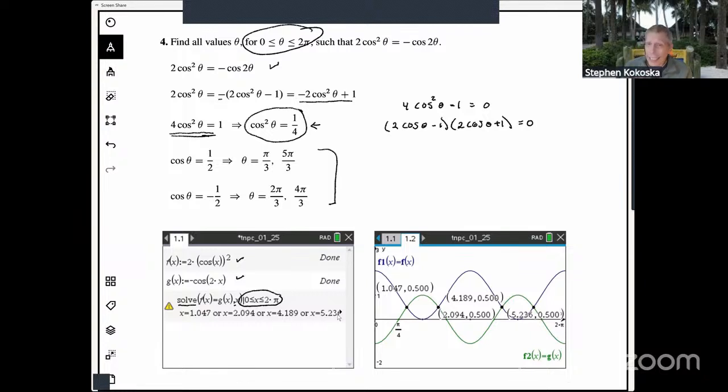And what I did on the right-hand side is I actually analyzed the graph on the TI-Nspire and found those 4 points of intersection. And luckily, I think they do agree with my values on the left-hand screen. So that's kind of cool.